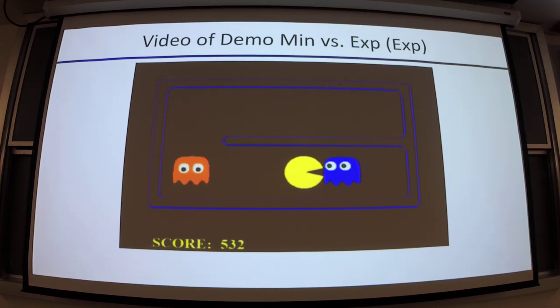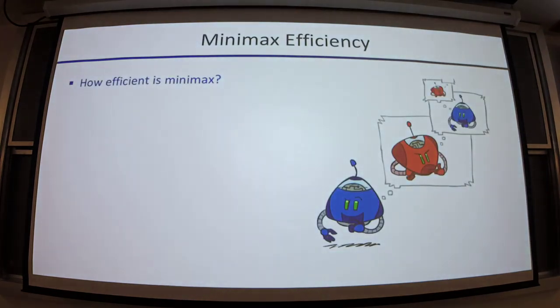Okay. So we'll talk about formalizing that concept where you have uncertainty in the behavior of the agents in the next class. But for now, let's keep talking about Minimax.